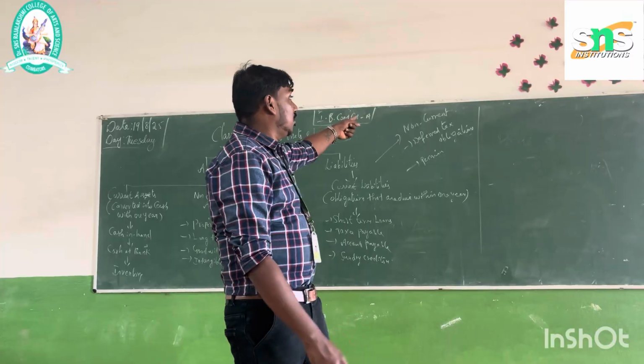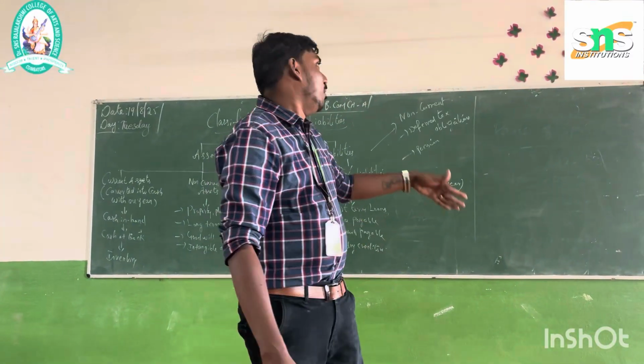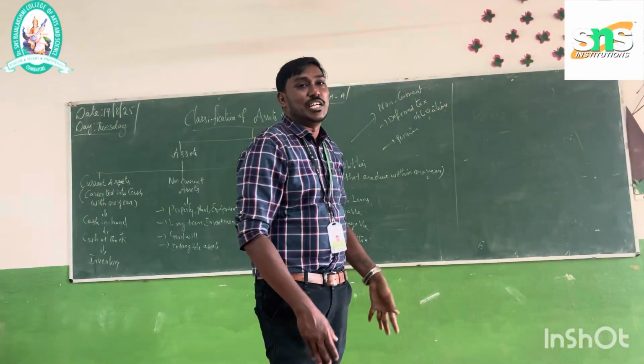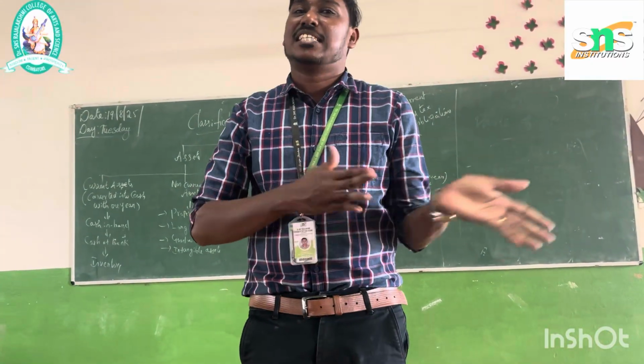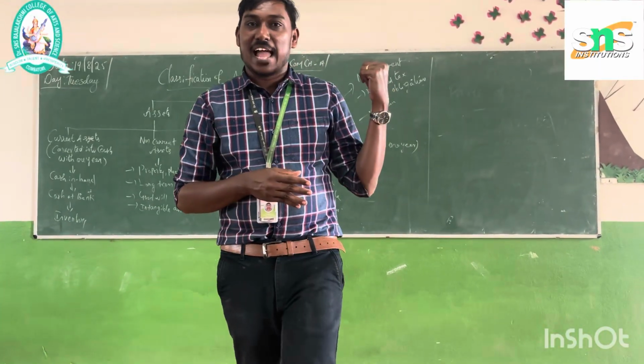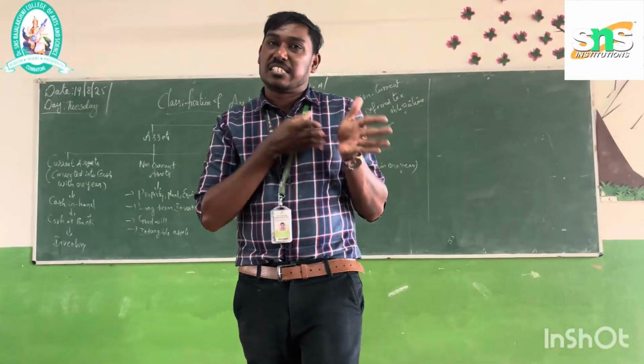Then the second category is non-current liabilities. Non-current liabilities are things like deferred tax obligations and pension obligations, ESI, PF like that. These obligations come under non-current liabilities. So these are the classifications of assets and liabilities.